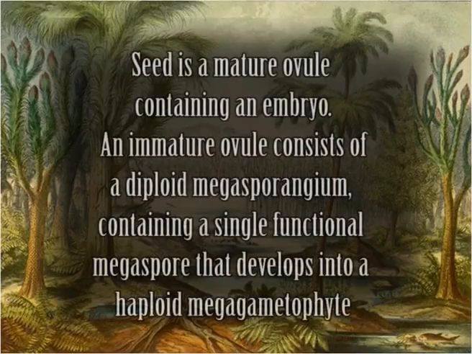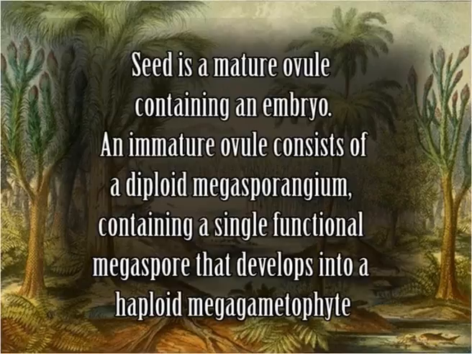In general, a seed is simply a mature ovule containing an embryo. An immature ovule consists of a diploid megasporangium containing a single functional megaspore that develops into a haploid megagametophyte. The megasporangium is surrounded by diploid covering layers, the integuments, which evolve into the seed coat. An integumentary opening at the apical end is important for pollination in seed ferns and modern gymnosperms. This opening evolved into the micropyle.